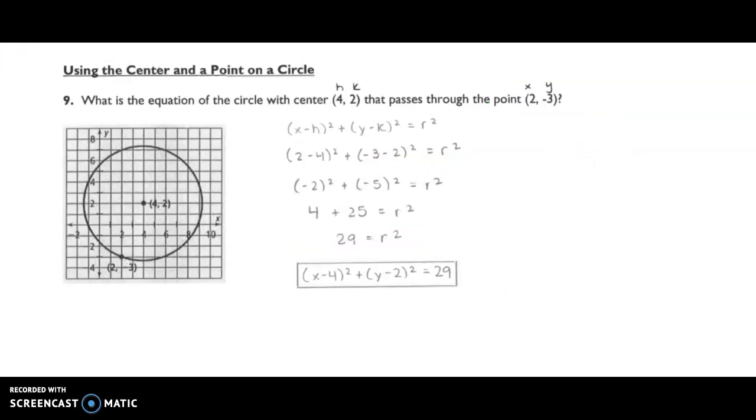Okay. Again, similar idea here. If you know the center of the circle and it passes through the point 2, negative 3, there it is, 2, negative 3, we're substituting it in for x and y in order to solve for r squared, because you need that as part of the equation.